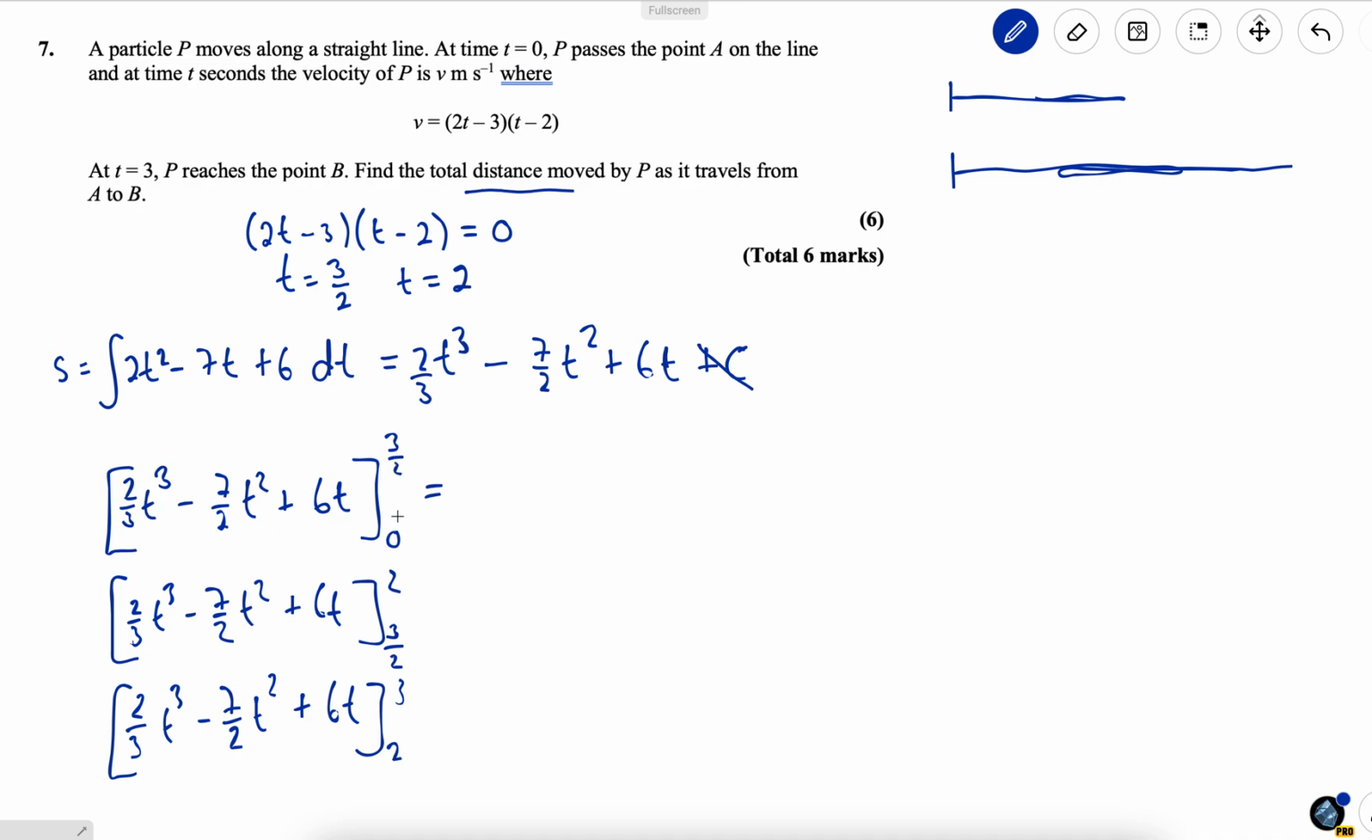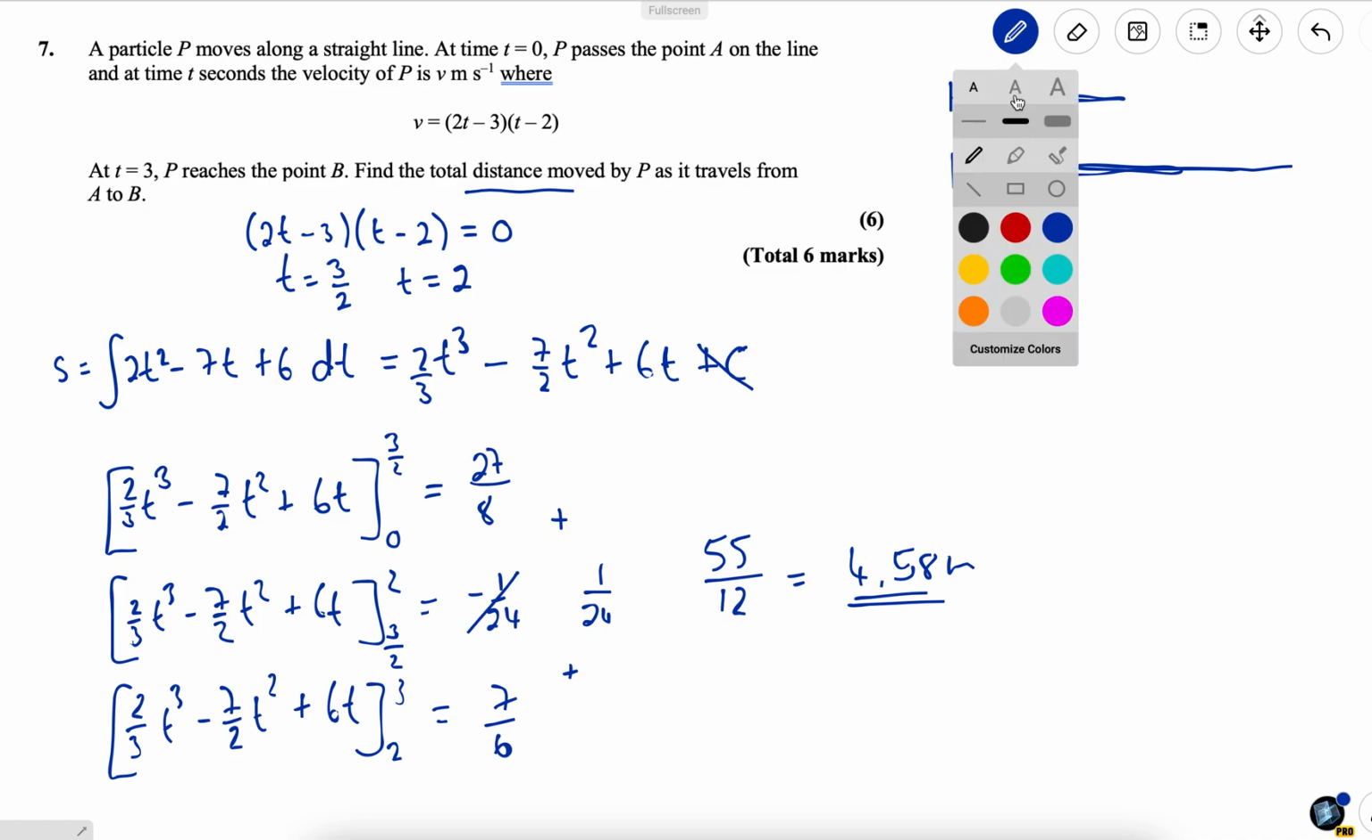Substituting in these limits here gives me 27/8. Substituting these limits over here gives me minus 1/24. And substituting these limits gives me 7/6. Now I just want the distance, so I just need the magnitude of this. So I don't want negative 1/24, I want 1/24. And I need to add these three values together to give 55/12, or as a decimal, 4.58 to 3 significant figures.